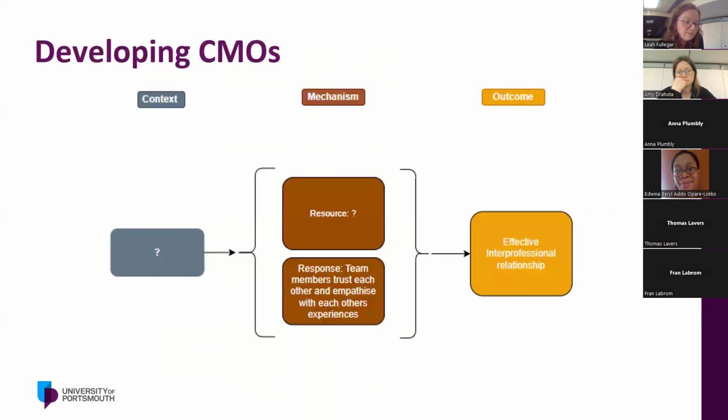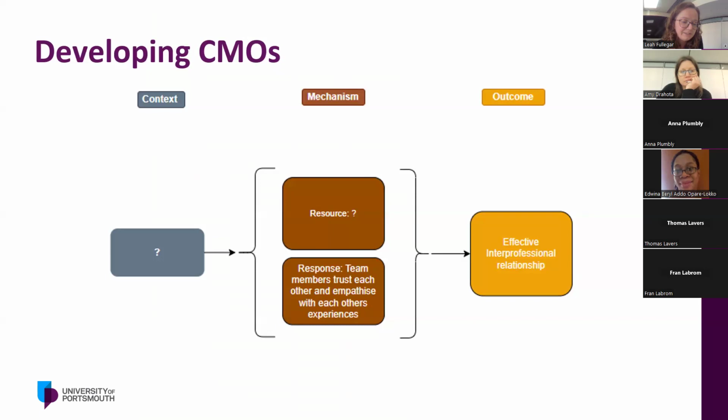Because the intended outcome from this work is to be able to say, this is how this works in this specific situation, my next step is to verbally or visually represent the idea that trust and empathy are a mechanism for developing effective interprofessional relationships within integrated teams. So I go back to my CMO configurations. Again, I love my diagrams, so I do this in diagram form, and other people might do this differently. I don't know what the context is yet. I don't have the evidence for that, and I haven't defined it, so I'm going to leave that blank.